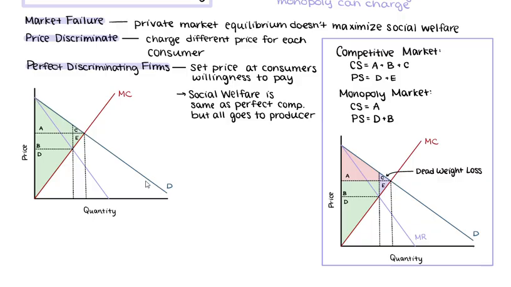We can see this graph. In the competitive market there are CS and PS, this, and in the monopolist market, the CS equals A.